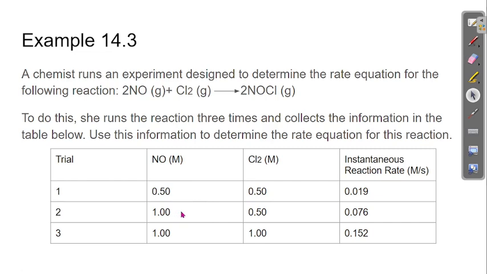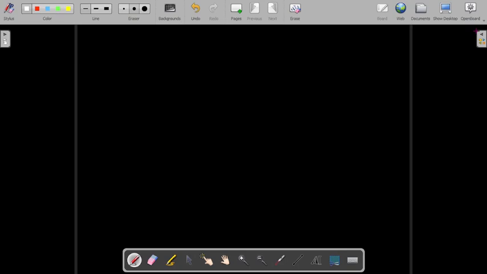Let's study how it changes. If you divide 0.076 by 0.019, you'll see that it quadruples. So let me go to the board. We're trying to find X now.